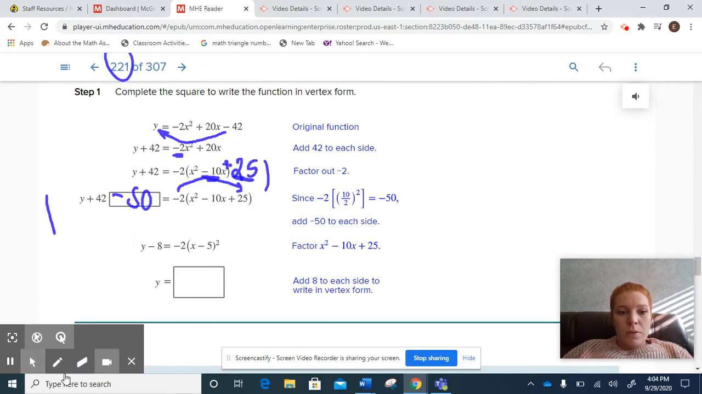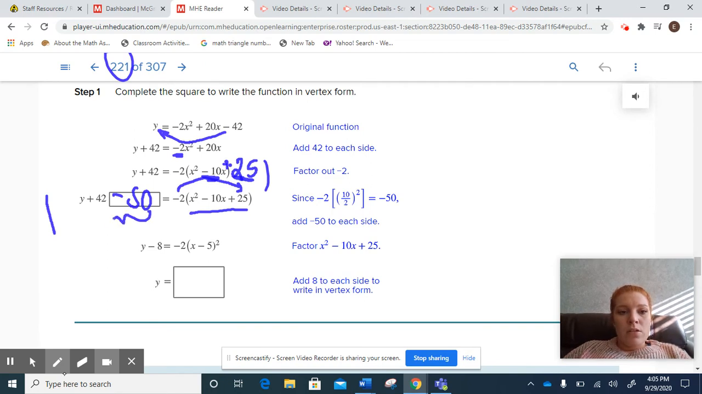and this whole piece turns into x minus 5 squared. These two pieces combined turn into -8. So my whole vertex form is -2 (x minus 5) squared minus 8. Or sorry, add 8. Okay, because that one moves.